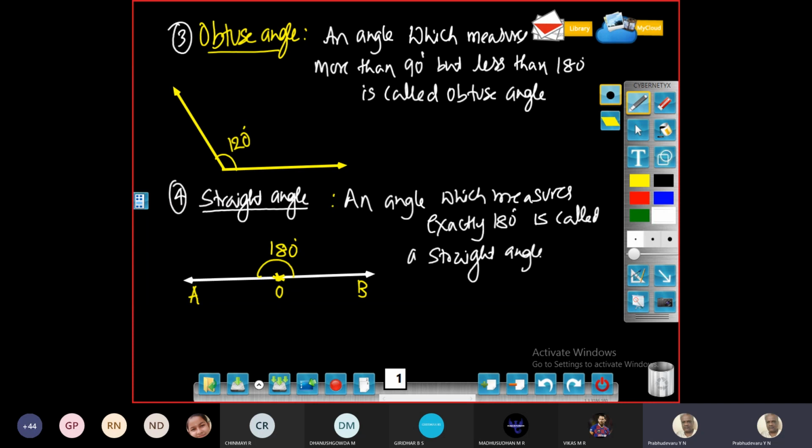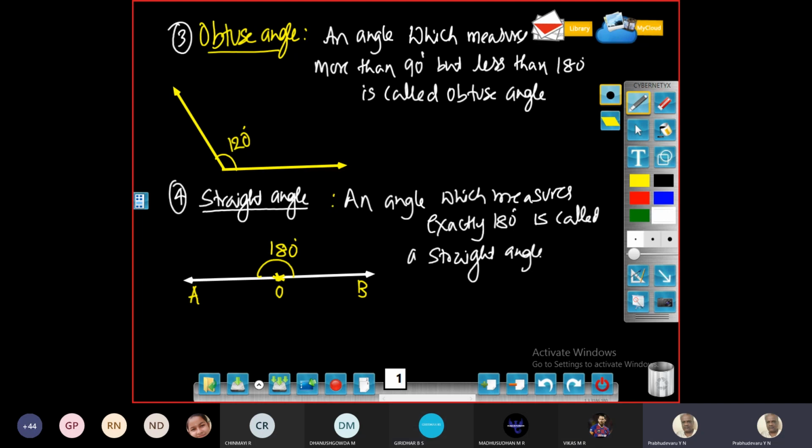There is one more type of angle. Can you tell me what that is? Reflex angle. Yes, reflex angle. Have you noted? Yes, sir.